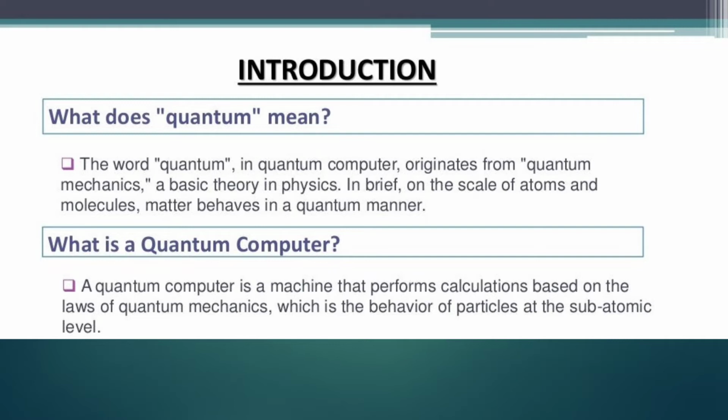Let's start with introduction. What does quantum mean? The word quantum in a quantum computer originates from quantum mechanics, a basic theory in physics. In brief, on the scale of atoms and molecules, matter behaves in a quantum manner. What is a quantum computer? A quantum computer is a machine that performs calculations based on the laws of quantum mechanics, which is the behavior of particles at the subatomic level.